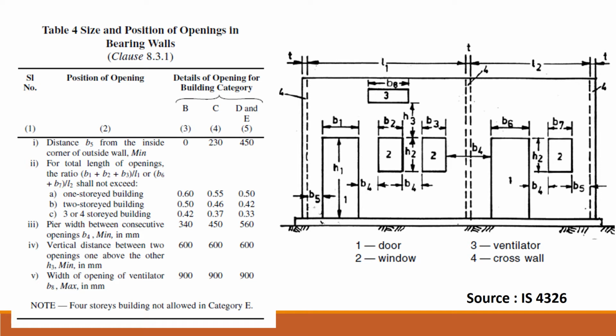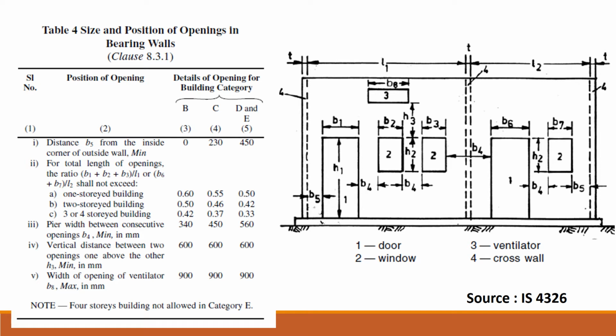Now, in the same code, in Table 4, it's given that the distance B5 from the inside corner of the outside wall has a minimum as per the building category. Building categories D and E are the highest, for zone 5. For building category E, B5 will be 450 mm. For building category C, it's 230 mm, and for B, it's 0 mm.